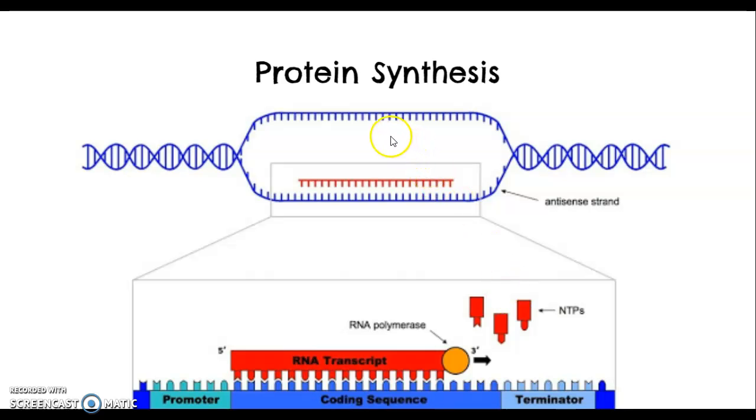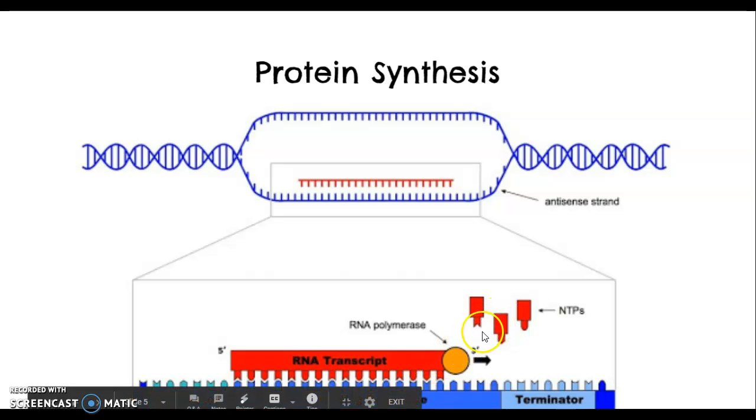So here's an image of what's happening. Here's your DNA. You can see it's unwinding, and you see that this red is going to be the mRNA that's being made. In the image below, you'll see terms like promoter, terminator. Those aren't important right now. That's a little bit more detail than we're going to get into. But you can see that the mRNA is growing as the different nucleotides are added.